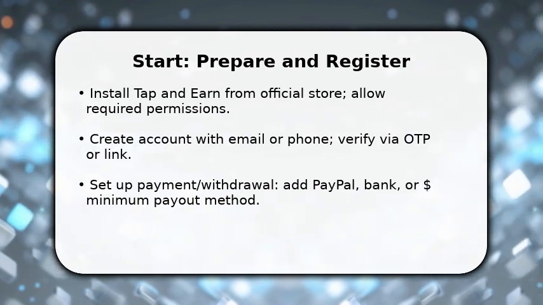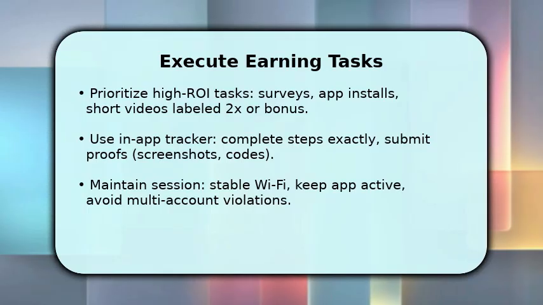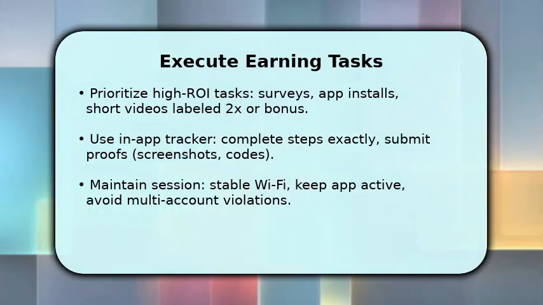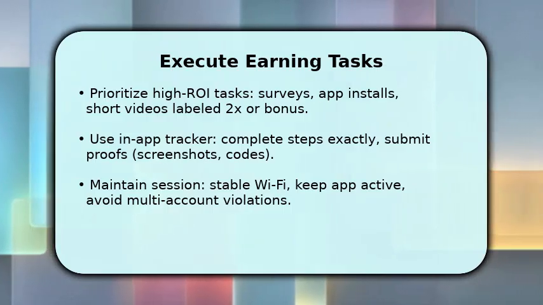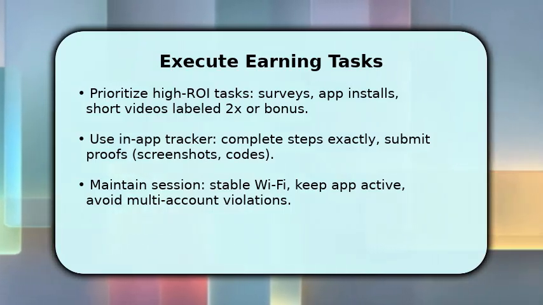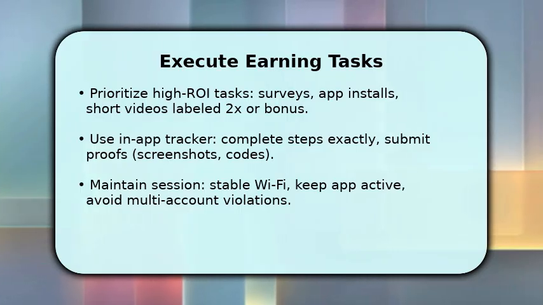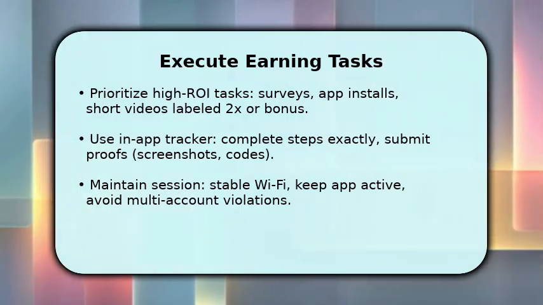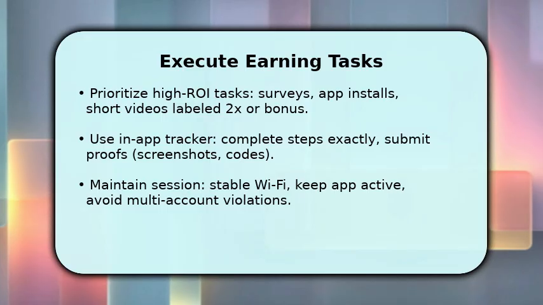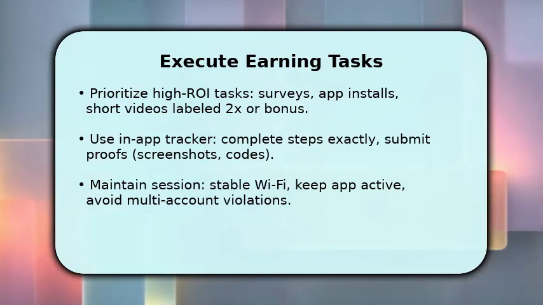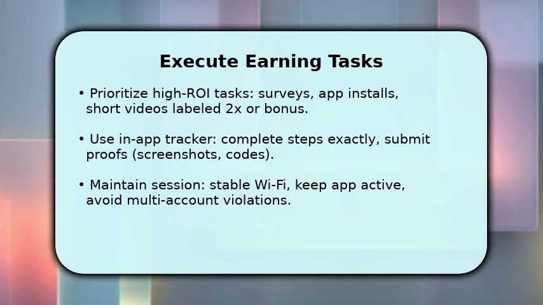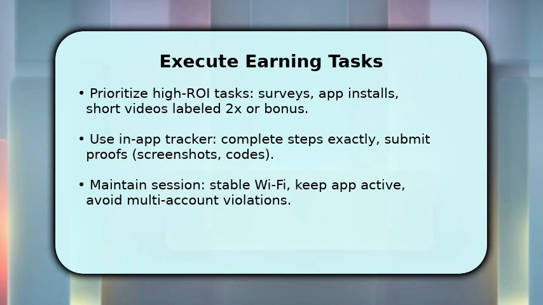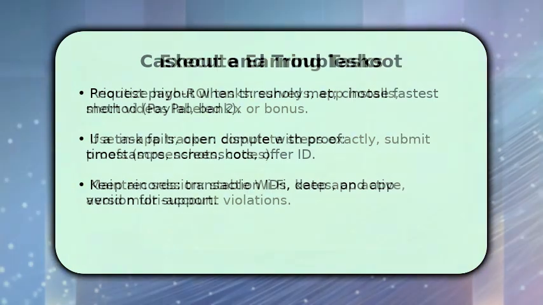Now you focus on completing tasks efficiently. Start with high ROI offers like surveys and timed app installs because they deliver larger credits per minute. Follow each task's exact steps and submit required proof such as screenshots or codes. Once done on one task, move to the next in the app's queue to leverage streak bonuses. Also, make sure your connection is stable and the app remains active. Interruptions can void completion and delay payouts, so finish by withdrawing your earnings and resolving any issues.